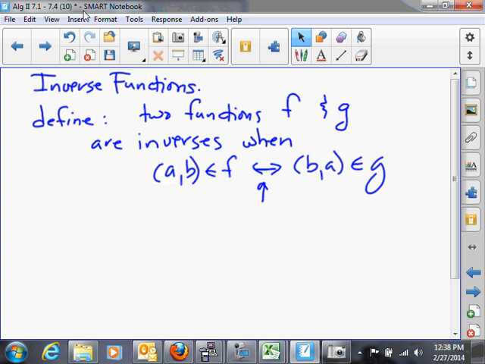Okay. Now, intuitively, what we're saying is that one function is the inverse of another if it undoes what the other one does. In other words, function f will match a with some value b, and so if you give the value b to function g, its inverse, then it will match it back with a. So you get back to where you started.